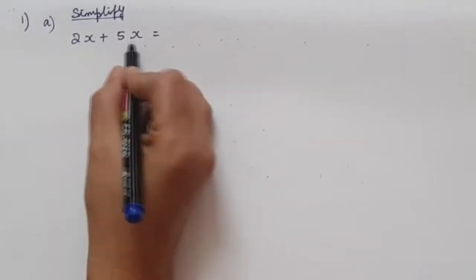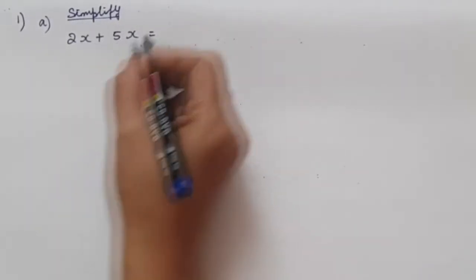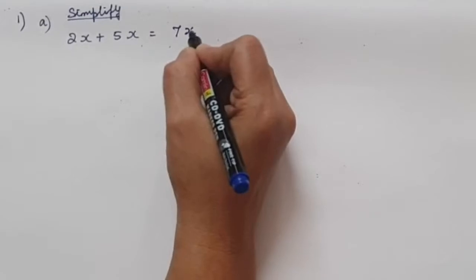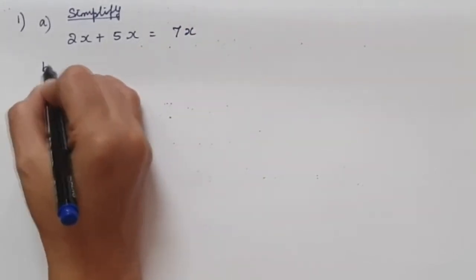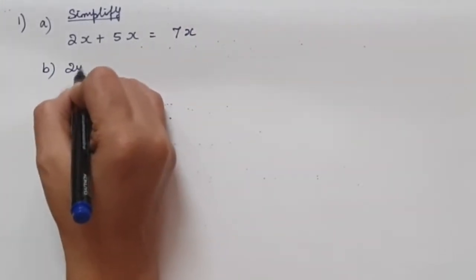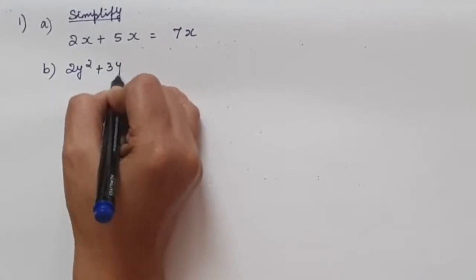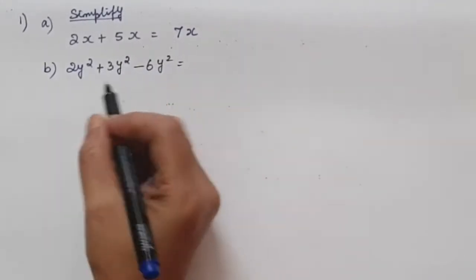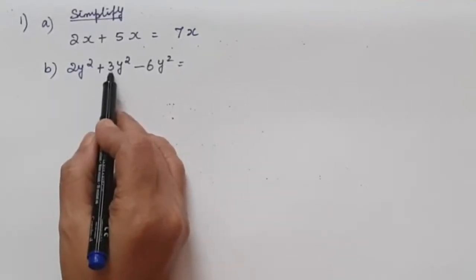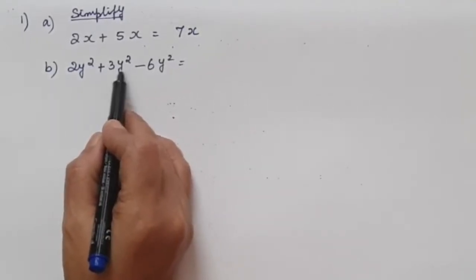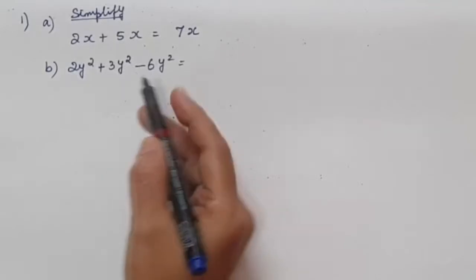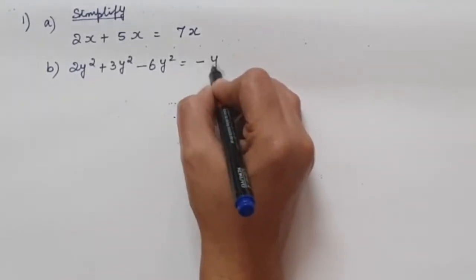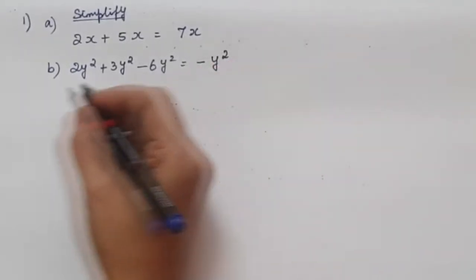Here is 2x and this is also x, so we can just add it up. So it will be equal to 7x. Then B part, 2y squared plus 3y squared minus 6y squared. All are y squared only. 2y squared plus 3y squared is 5y squared. 5y squared minus 6y squared will give us minus 1y squared, which is nothing but minus y squared.